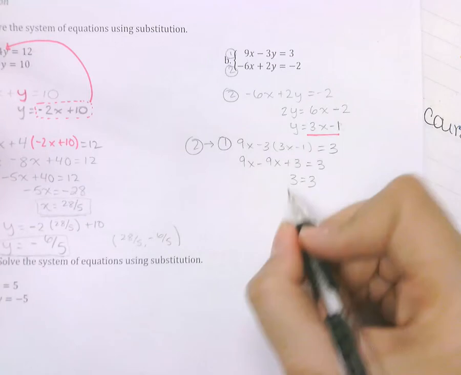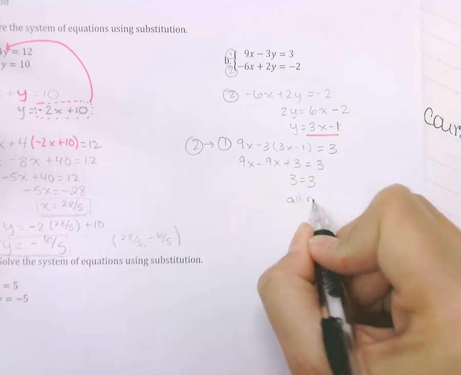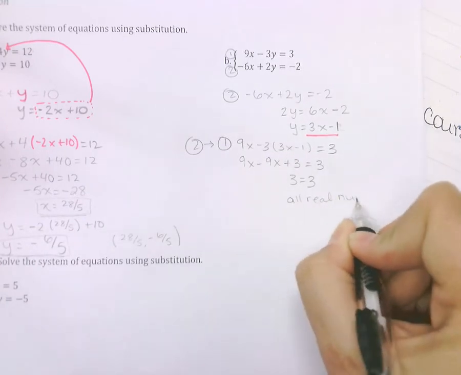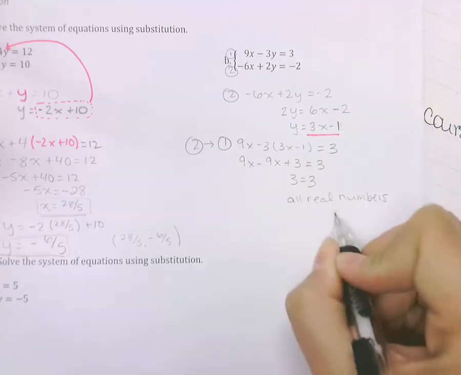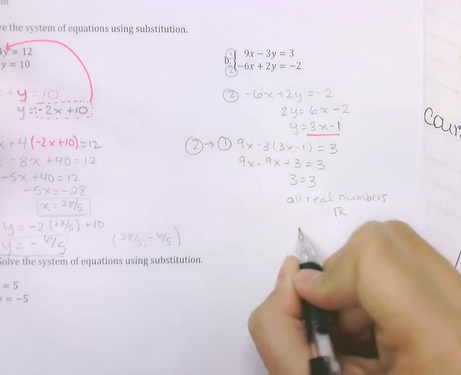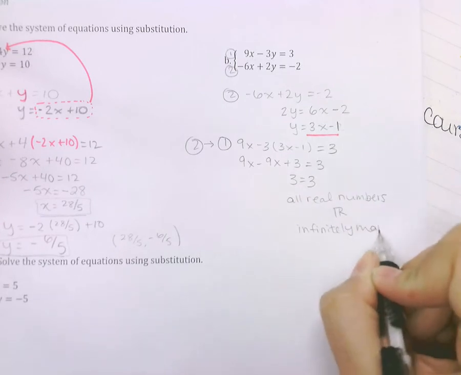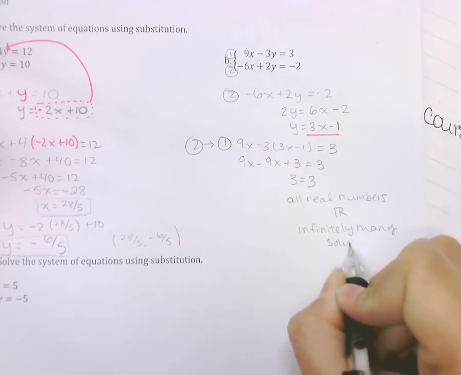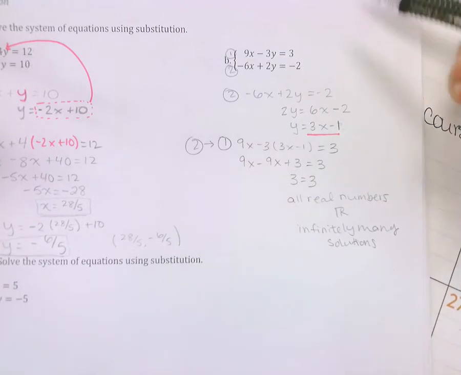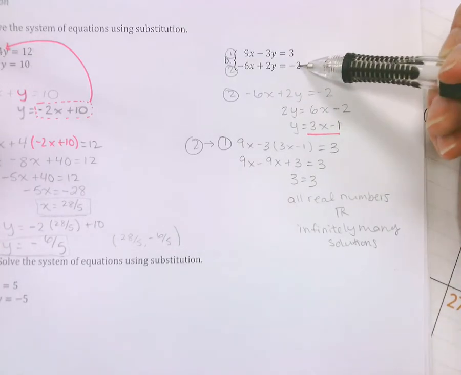What does this mean? It means that it's all real numbers, or infinitely many solutions. This means that these two were basically the same line, they just look different.